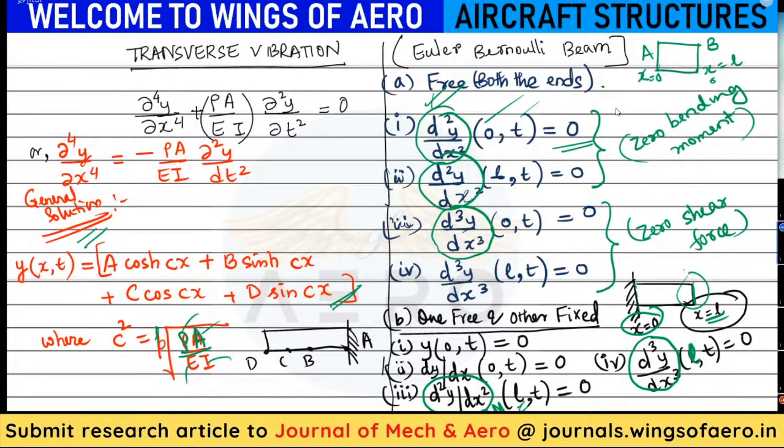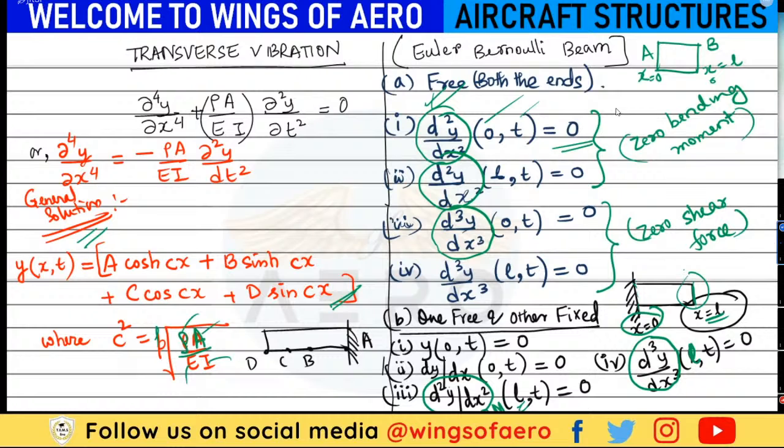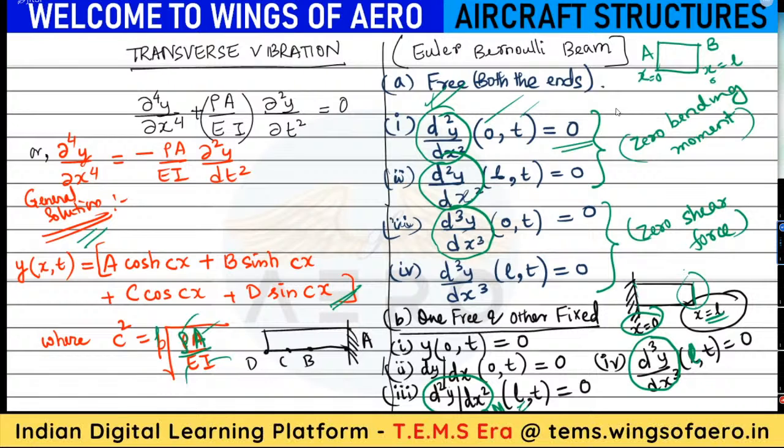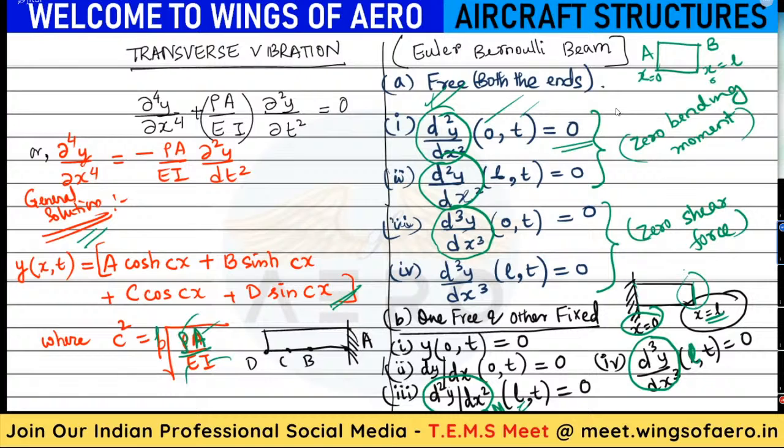dy by dx is your slope. Okay, y is deflection, dy by dx is a slope, d square y by dx square is a bending moment, and d cube y by dx cube is a shear force.